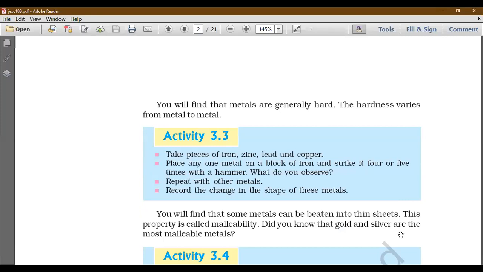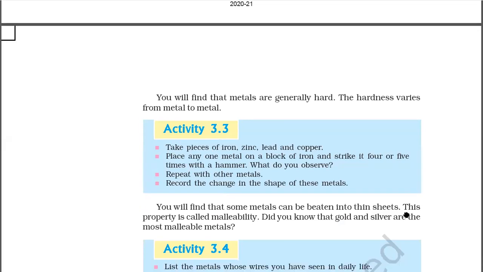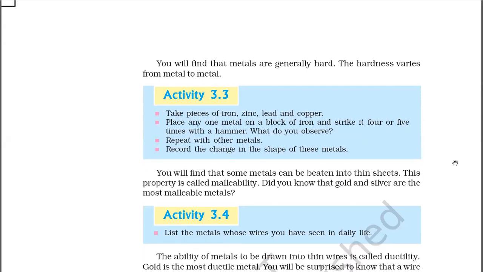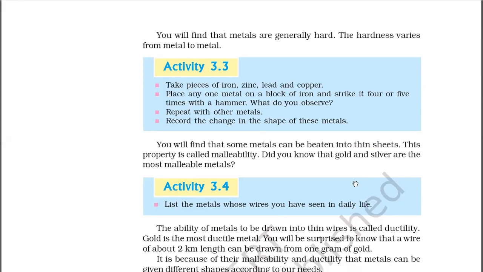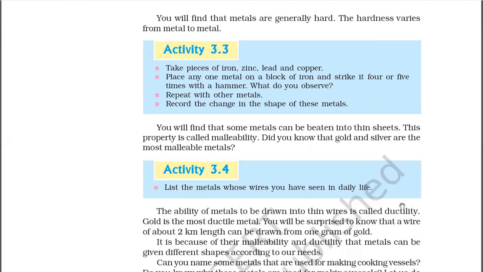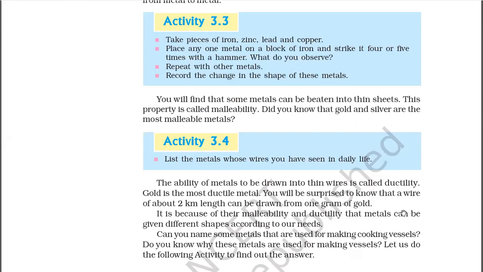Activity 3.3. Take pieces of iron, zinc, and copper. Place any one metal on a block of iron and strike it 4 or 5 times with a hammer. What do you observe? Repeat with other metals. Record the change in the shape of these metals. You will find that some metals can be beaten into thin sheets. This property is called malleability. Did you know that gold and silver are the most malleable metals?